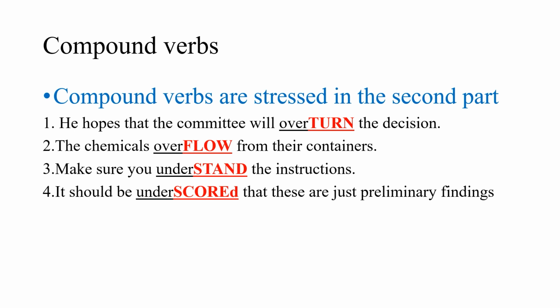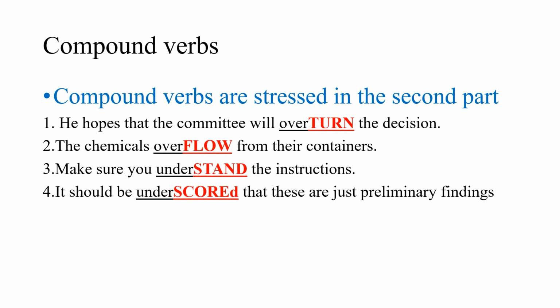Let's do them. He hopes that the committee will overturn the decision. Number 2, the chemicals overflow from their containers. Number 3, make sure you understand the instructions. Number 4, it should be underscored that these are just preliminary findings. Well, I just try to exaggerate the rhythm of the words that are underlined just for the sake of instruction.